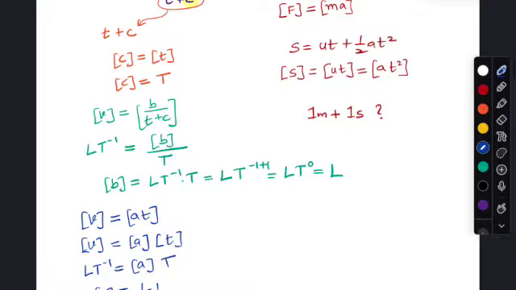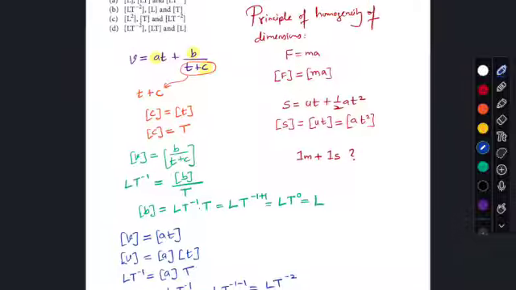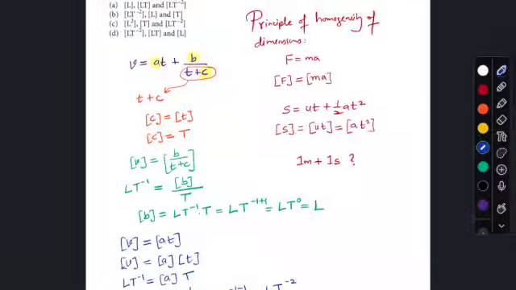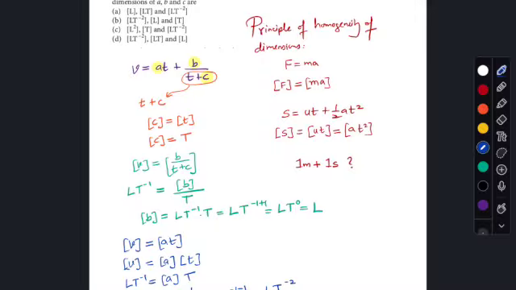So cross multiplying, we get LT^-1 by T, which is LT^-2, which basically comes from -1 minus 1. You take the T in the denominator up, and you get LT^-2, which happens to be the dimensions of acceleration indeed, but that's not obvious from the question, because there can be situations where A could refer to any random constant, not necessarily acceleration. But in this particular problem, it happens to be acceleration. So we have found the dimensions of all three quantities, all three constants.